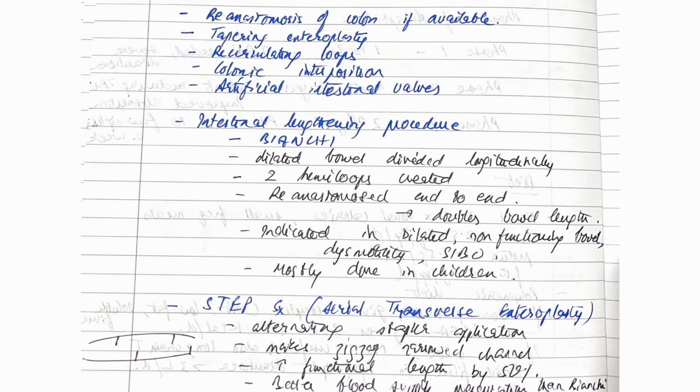Intestinal lengthening procedure. This is the Bianchi procedure. So a dilated bowel is divided longitudinally. 2 hemiloops are created. These are re-anastomosed end to end. This doubles the bowel length. This is indicated if there is a dilated non-functioning bowel, there's dysmotility, or there's SIBO. It's mostly done in children.